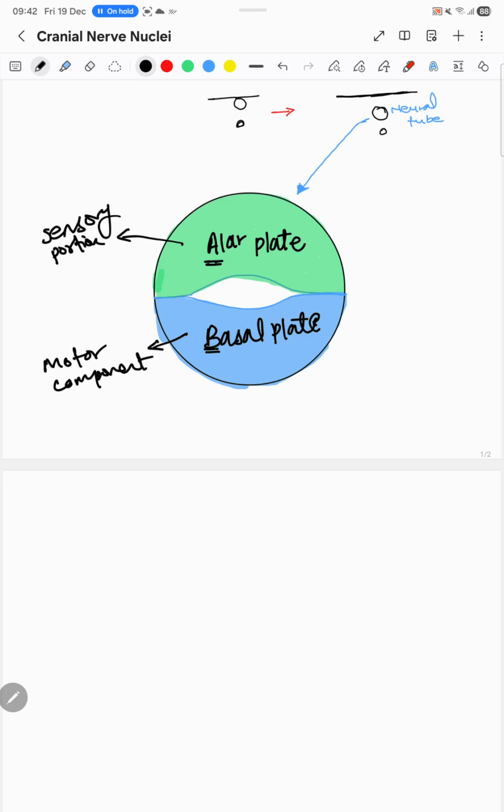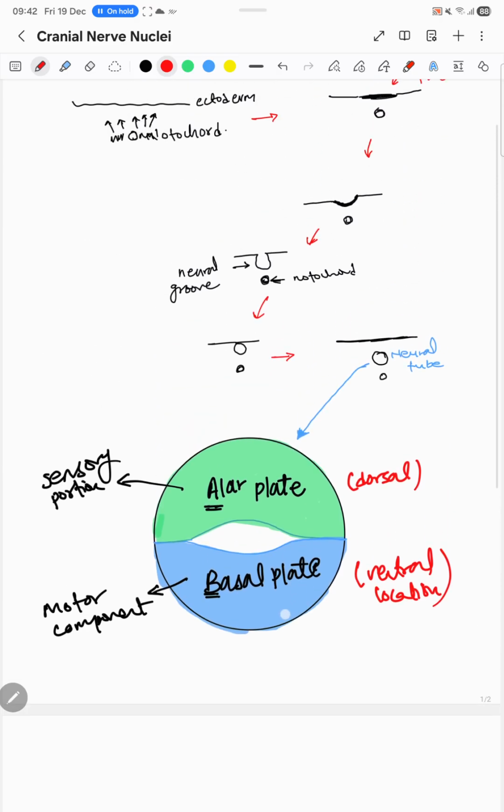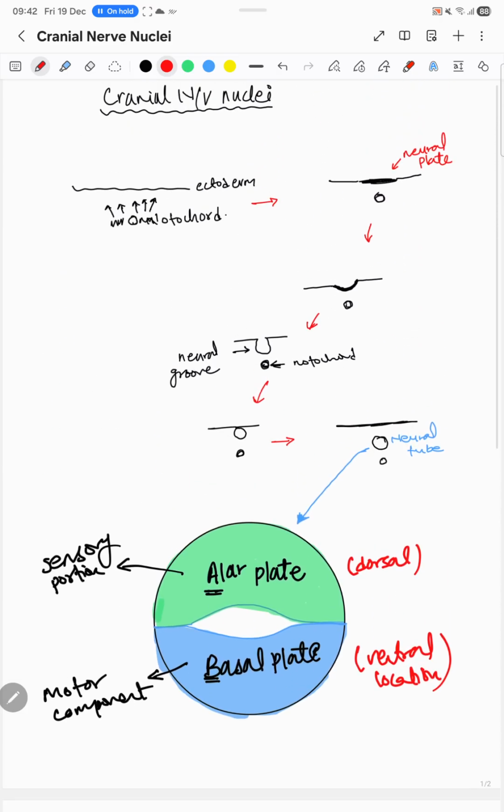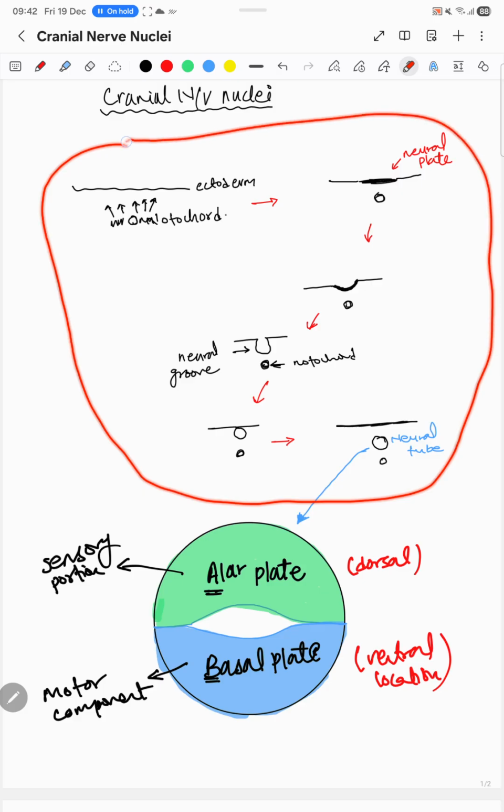Another thing to remember is that the alar plate is also located dorsally. So it has a dorsal location, and the basal plate has a ventral location, right? Just a bit of a recap. We learned that the cranial nerve and the structures of the central and peripheral nervous system would actually be developed from the neural tube, right? In this region, what we started is the development of the neural tube.